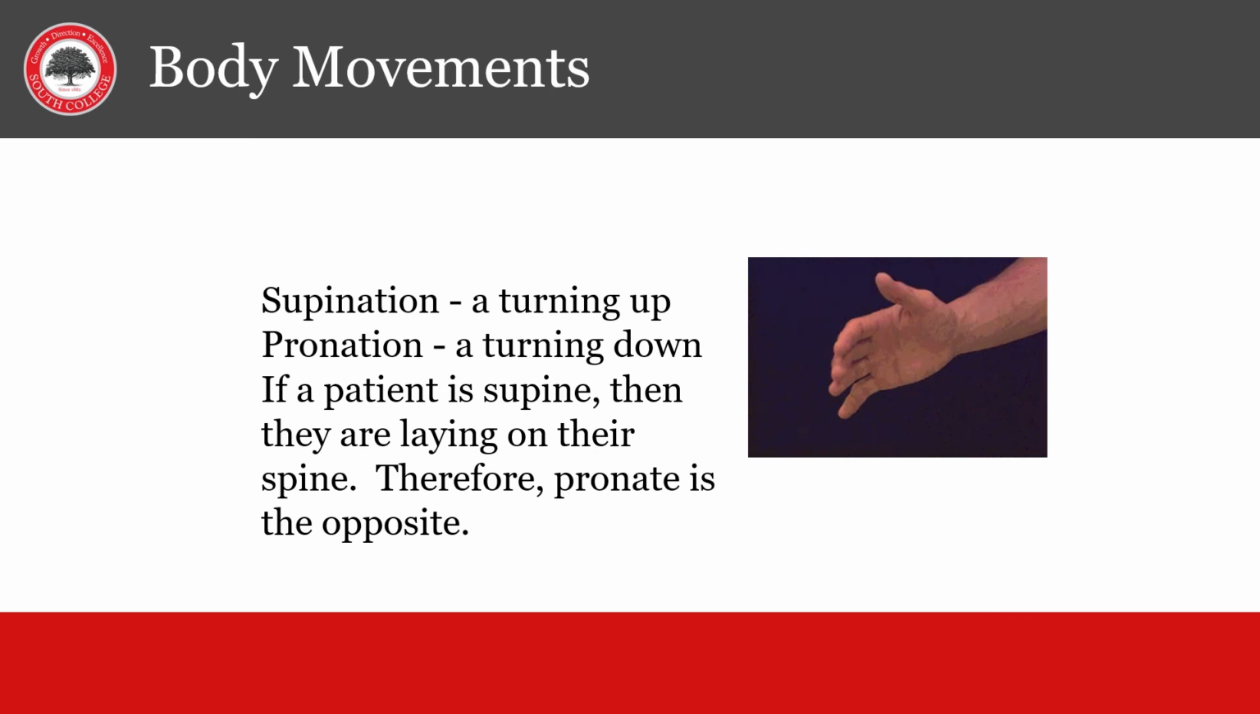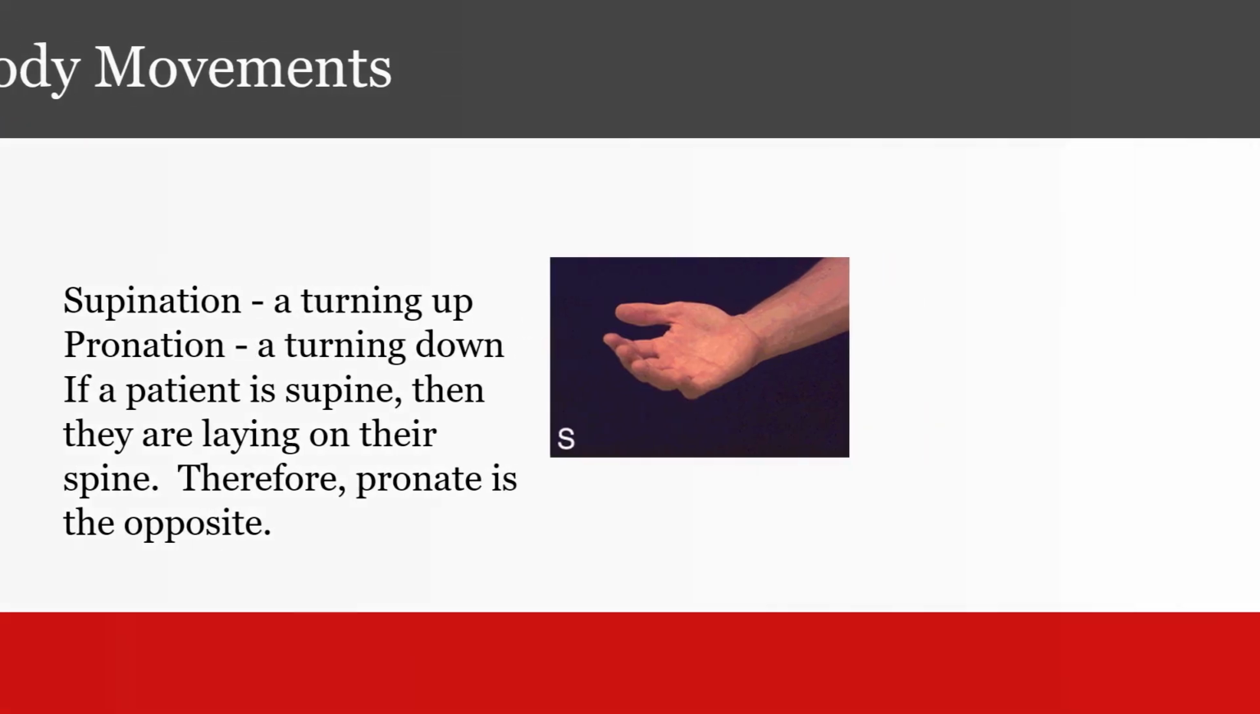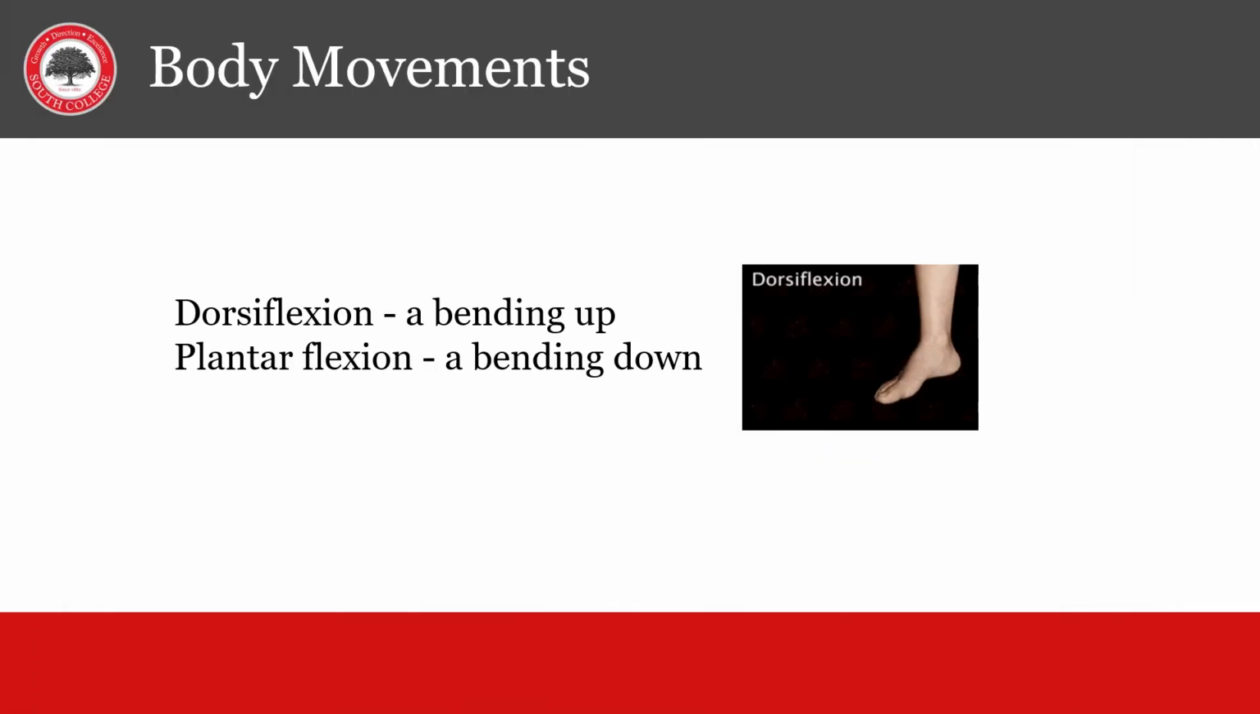Supination is turning the hand at the wrist so the palm is up, and the opposite is true of pronation. To remember if a patient is supine in a body position, remember the saying: if a patient is supine, then they're lying on their spine. Dorsiflexion is the foot pointing up, and plantar flexion is the opposite. You can also think of dorsiflexion as decreasing the angle of the ankle joint, and plantar flexion as increasing that angle.